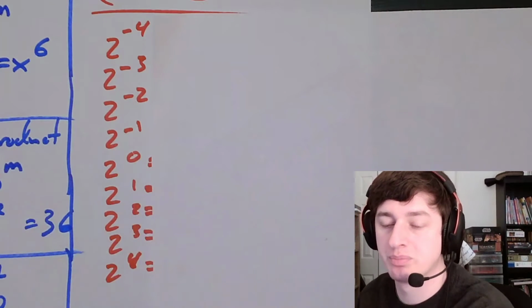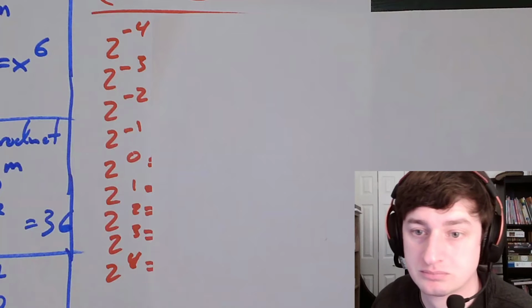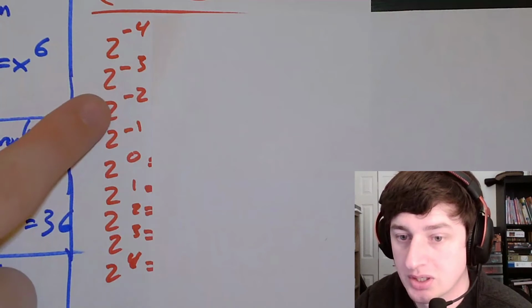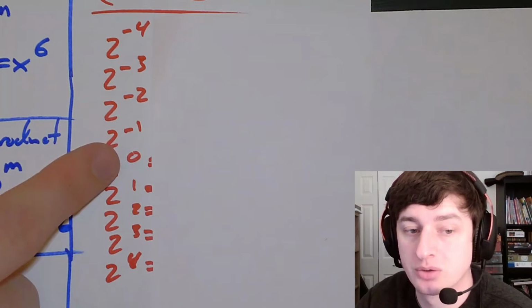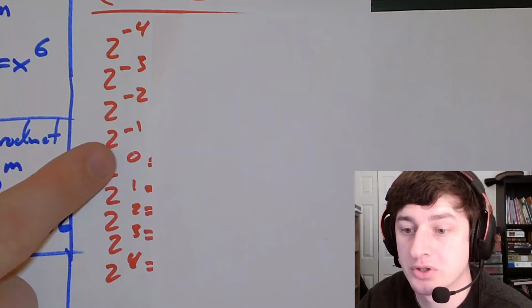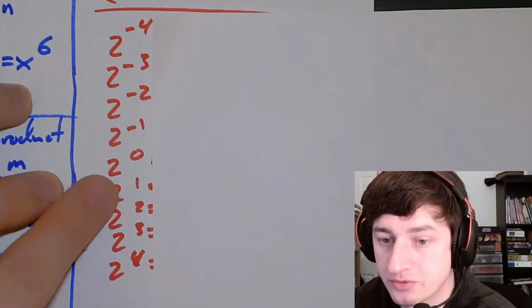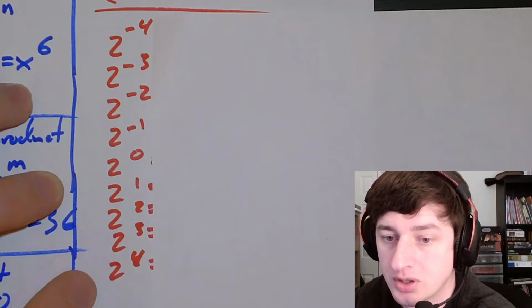And we're going to start at the bottom. So 2 to the negative 4, 2 to the negative 3, 2 to the negative 2, 2 to the negative 1, 2 to the 0, which we already talked about. Now we're going to show why. We're going to do these first 4 first. So 2 to the first, 2 squared, 2 to the third, 2 to the fourth.